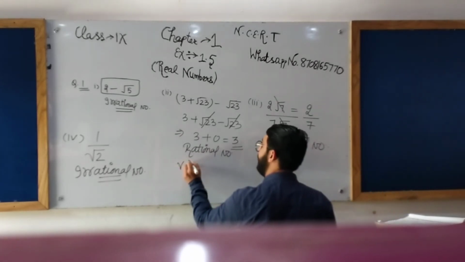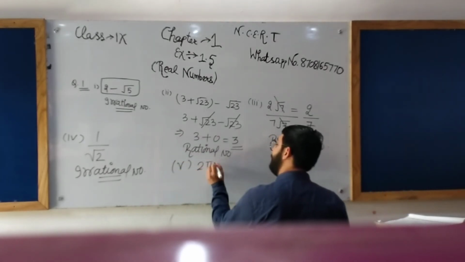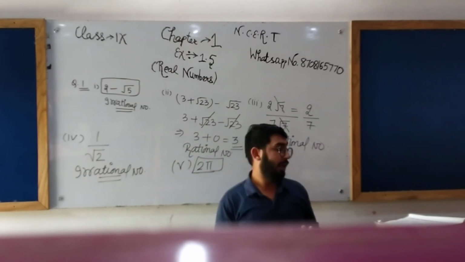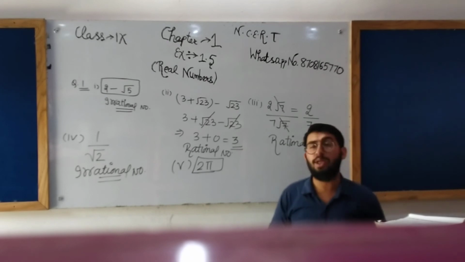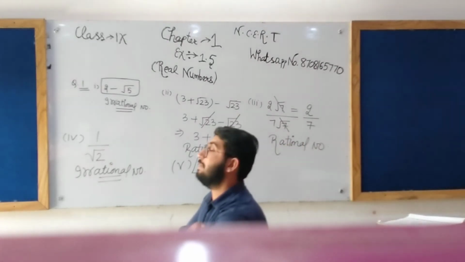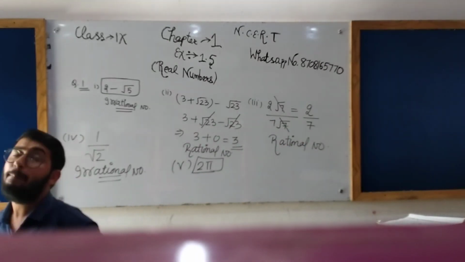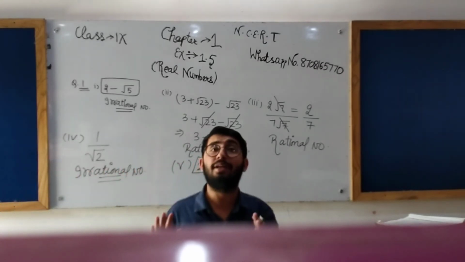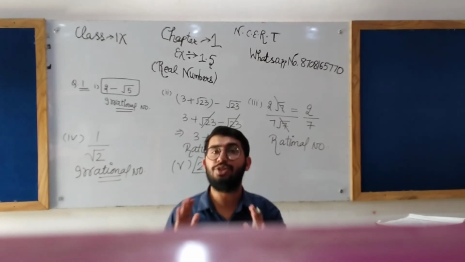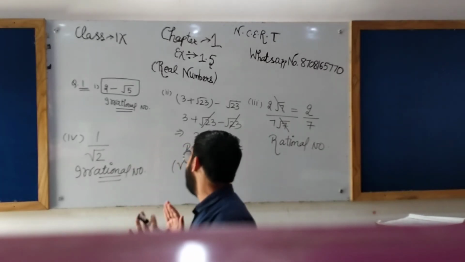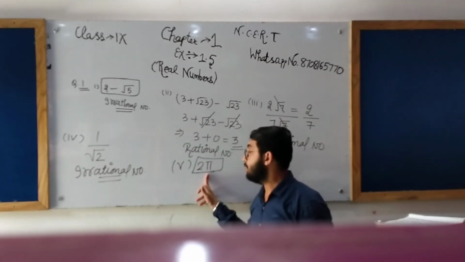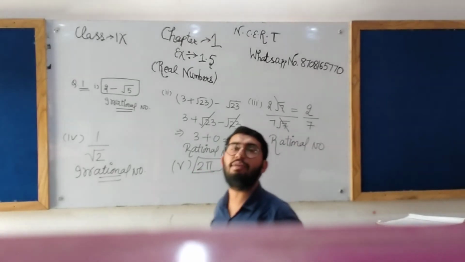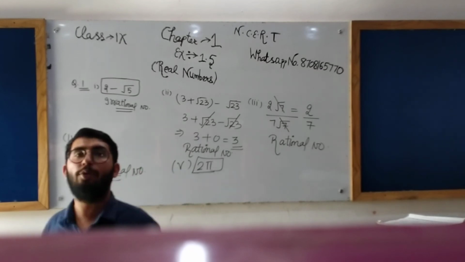Okay. The fifth part is 2 times pi. In this exercise, question number 3, we will learn that pi is an irrational number. Yes, you are listening right. Pi is an irrational number. So 2 times an irrational number will also be an irrational number. You can take the example of root 5.